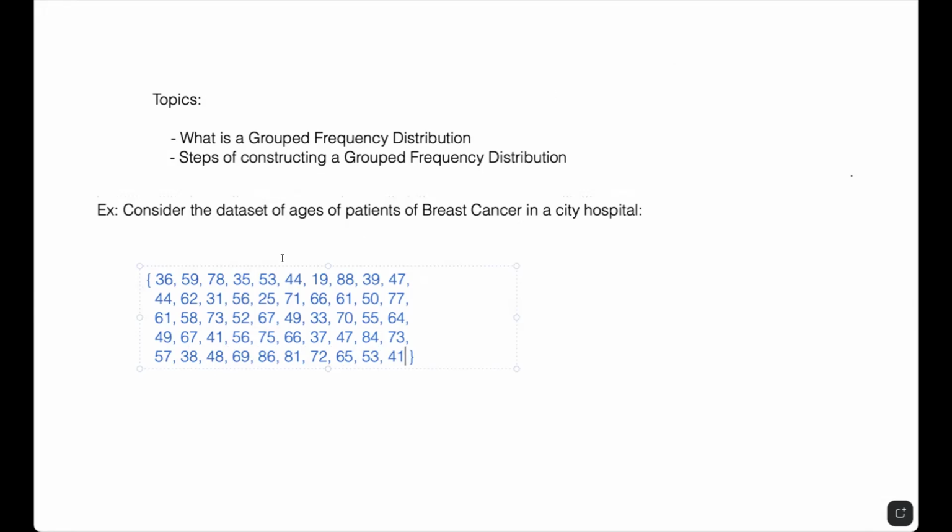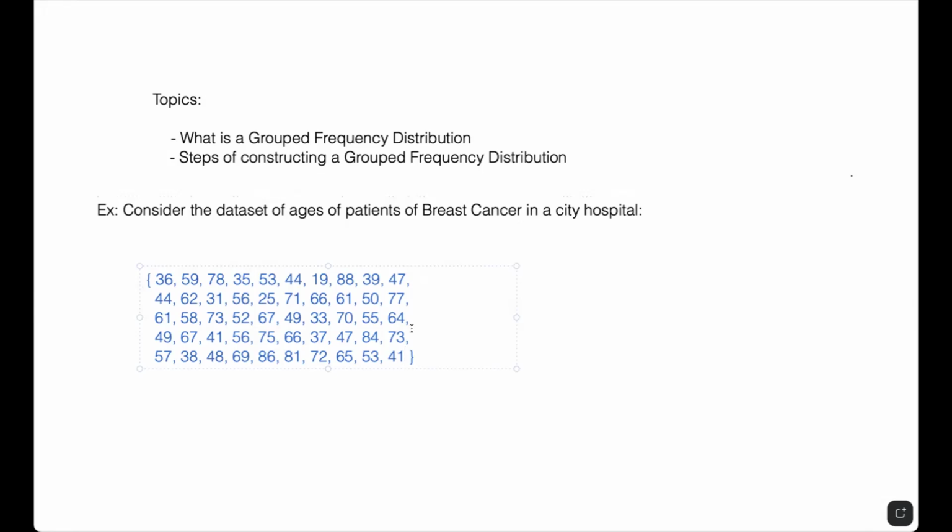So we have 50 observations here, right? So we have, let's say, 5 rows and 10 columns. So 50 observations we have. And again, the data in this raw form doesn't give you much information. And so let's try to organize this data.